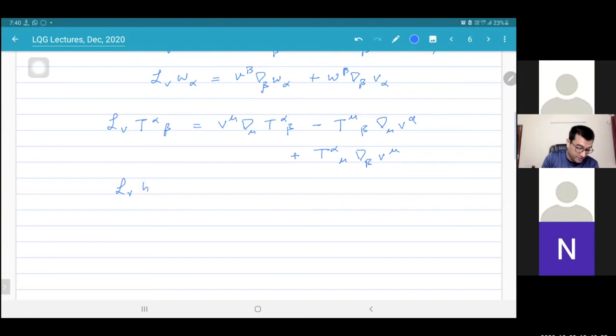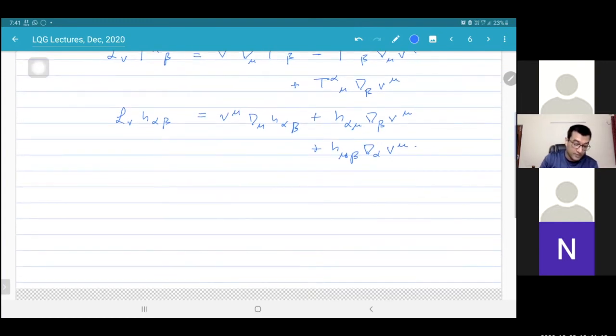And if I have a rank two tensor with both lower indices, well, let's see. I get two terms like this, and I get H_alpha mu del_beta V^mu, and then I get one term for each index. So this is H_mu beta del_alpha V^mu. So this is the Lie derivative of my rank two tensor.